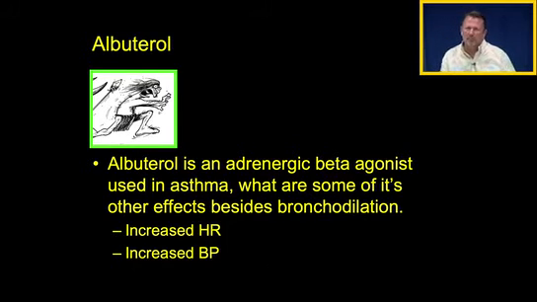All right, so albuterol is an adrenergic beta agonist. We use it in asthma. It's our rescue inhaler, our rapid-acting beta agonist, a short-acting beta agonist. And so what can we expect? We can expect a direct effect of increased blood pressure and increased heart rate. Those are the direct effects of a sympathomimetic. And this is what it should say in the book as its effects: increased heart rate and increased blood pressure.